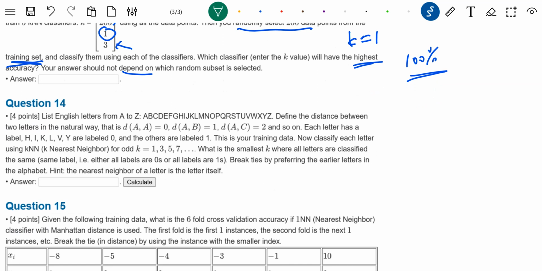Right, so the next question is kind of the one that's really difficult from last year.